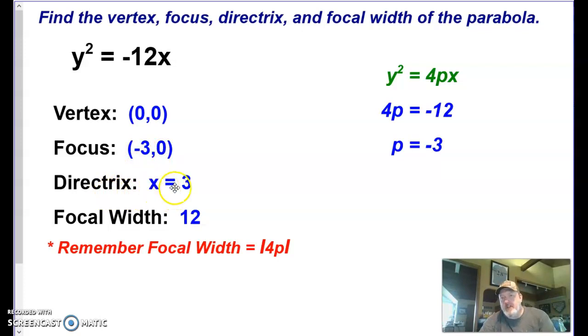The directrix is at +3. And our focal width is 4 times this. Remember, take the absolute value, especially if it's negative. So 4 times 3 would be 12.